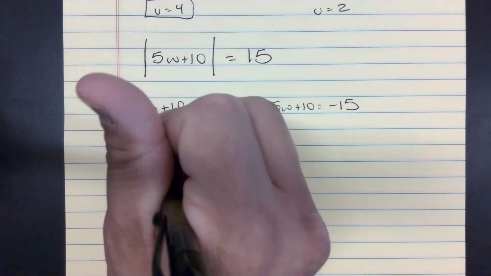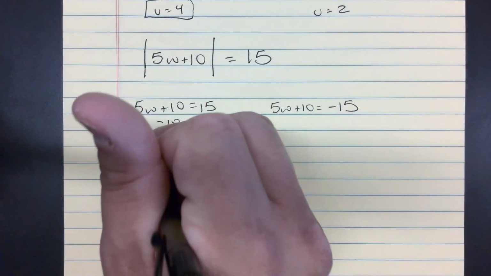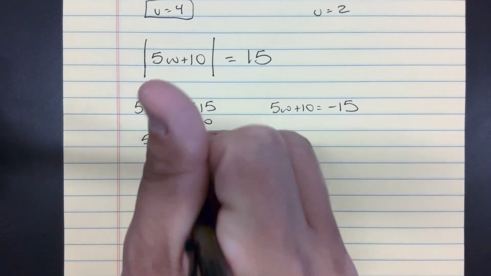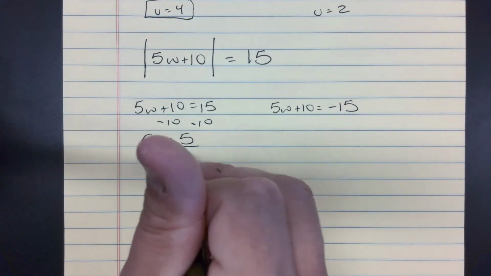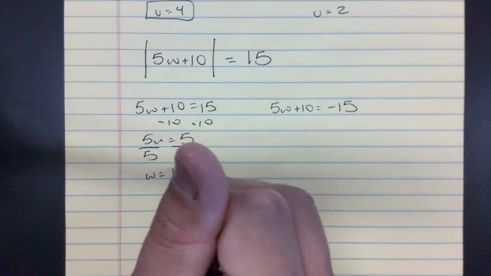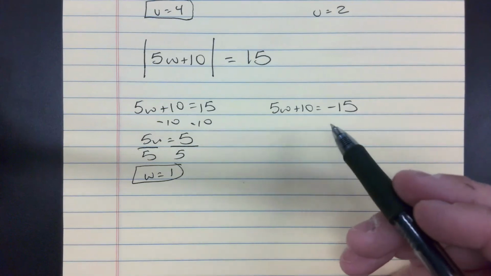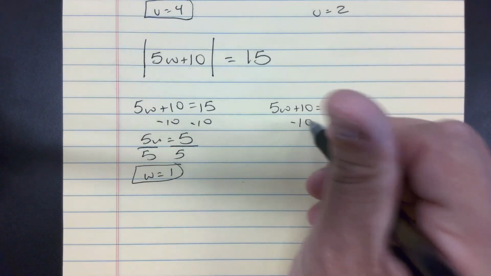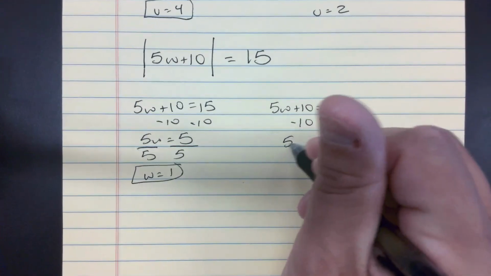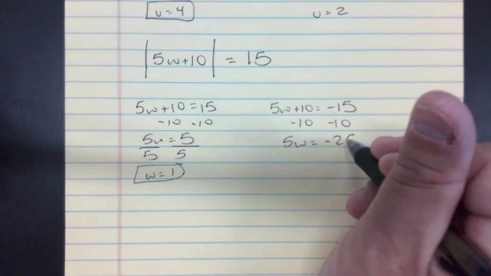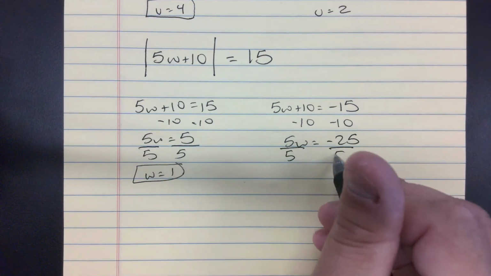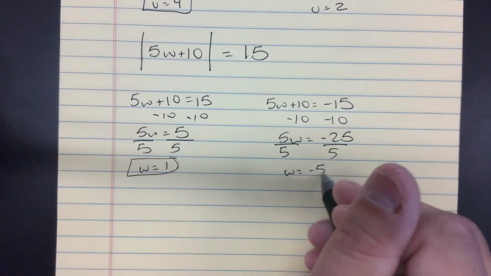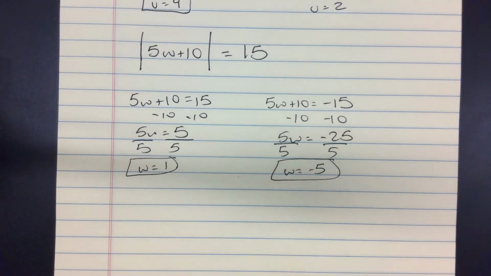So let's do this one first. Subtract 10 from both sides. So 5w equals 5. Then? Okay. Then w equals 1 here. Good. What about over here? Okay. So 5w equals negative 25. So w equals what? Okay, who got that right? Raise your hand. Okay, good.